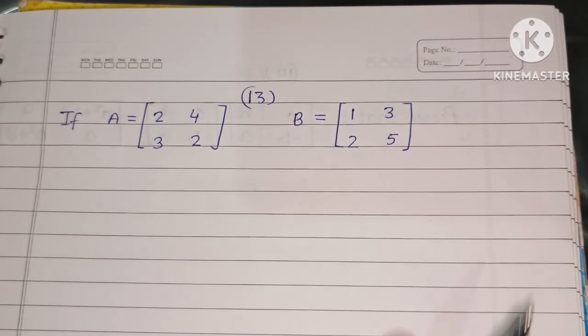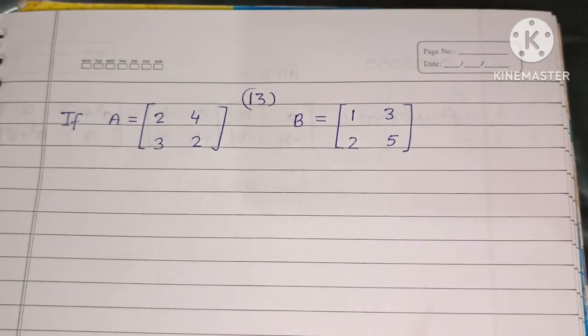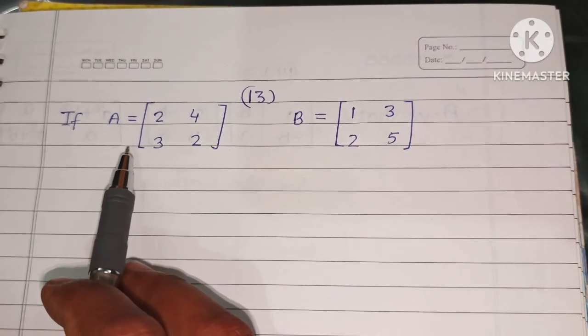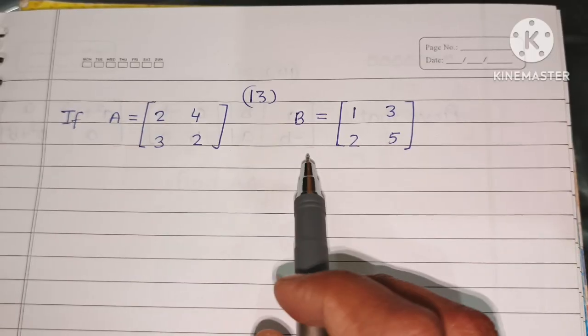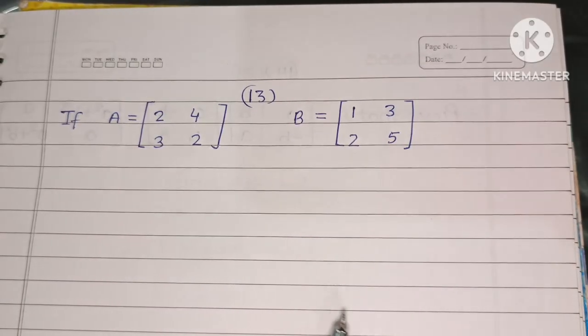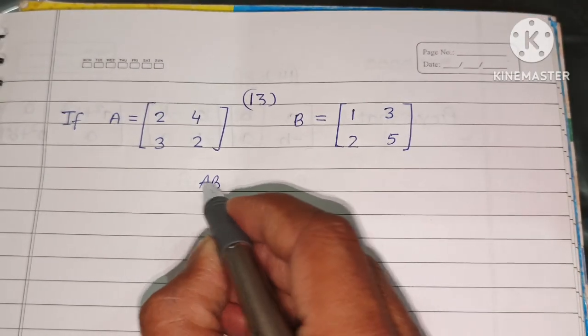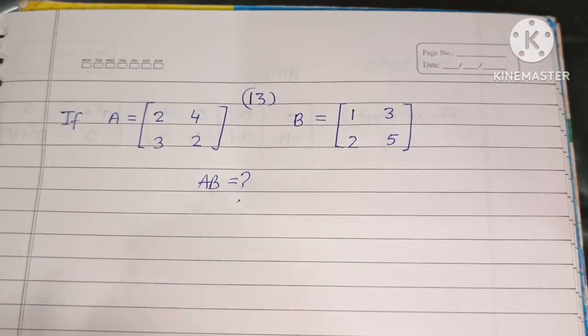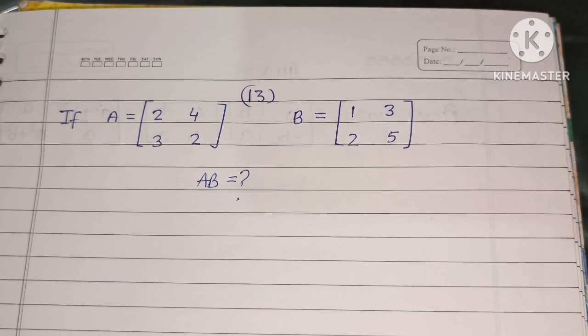Today we discuss more questions about matrices. If A is equal to this and this is a B matrix, then we have to find AB. Okay, we have to find AB. Let's start.